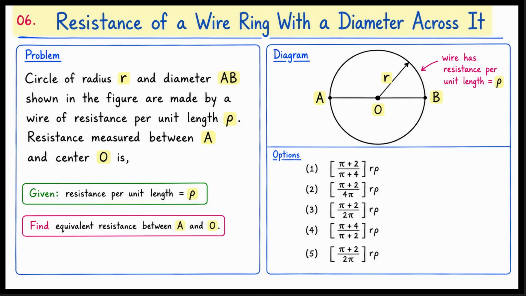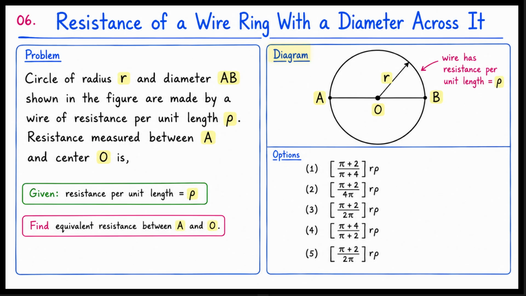Question 6 is a geometry question with a wire ring. Here's the setup. A circle of radius r, with a diameter OB drawn straight across through the center O. Both the ring and the diameter are made of the same wire, with resistance per unit length ρ. The question: what is the resistance measured between A and the center O?